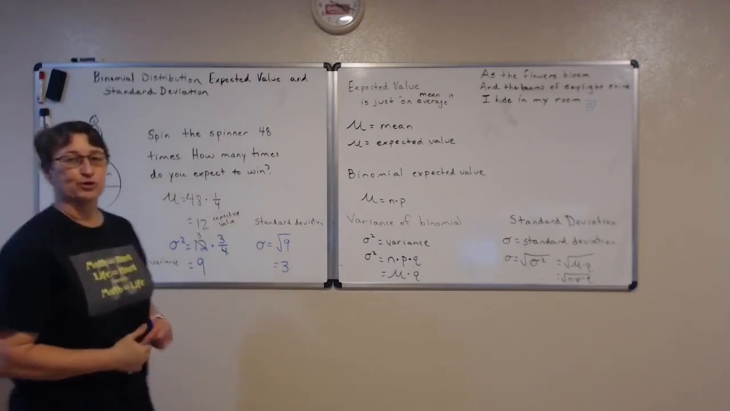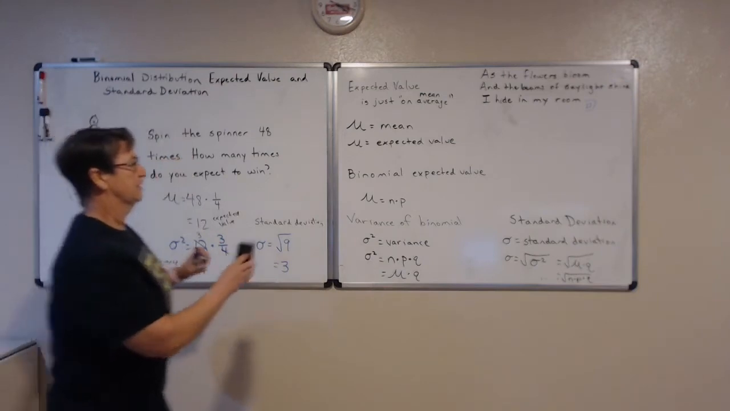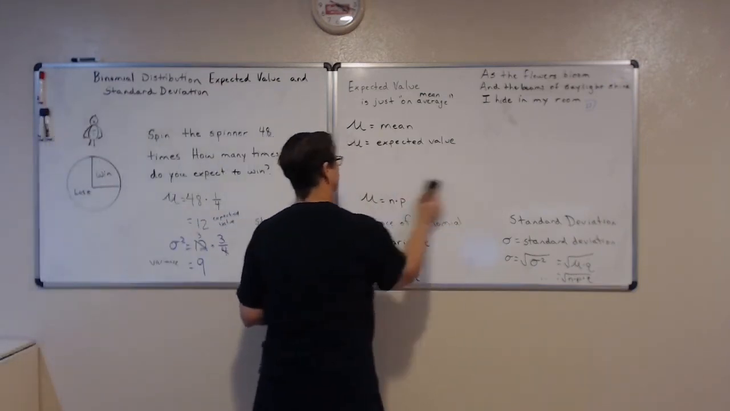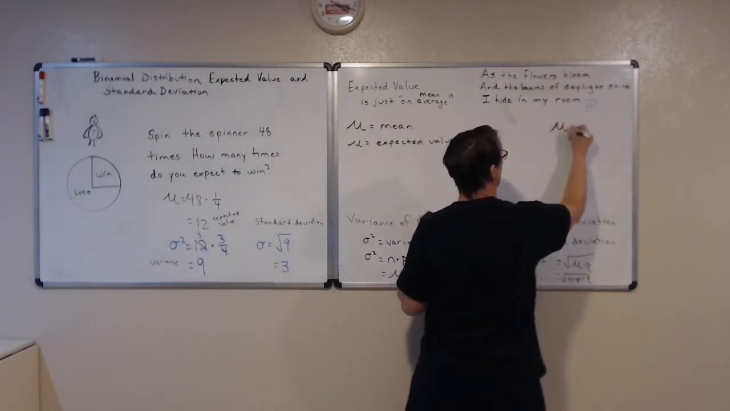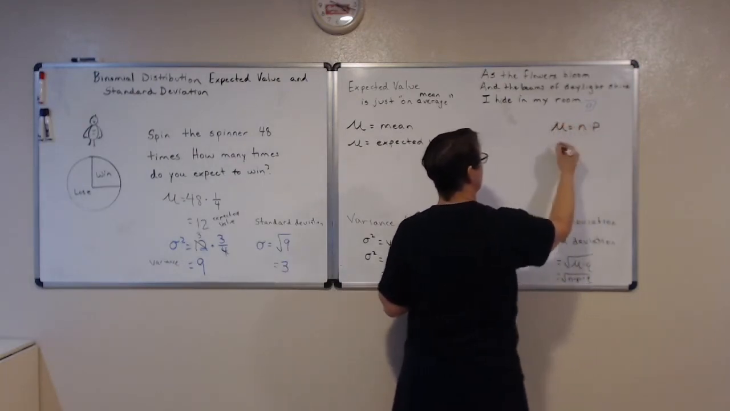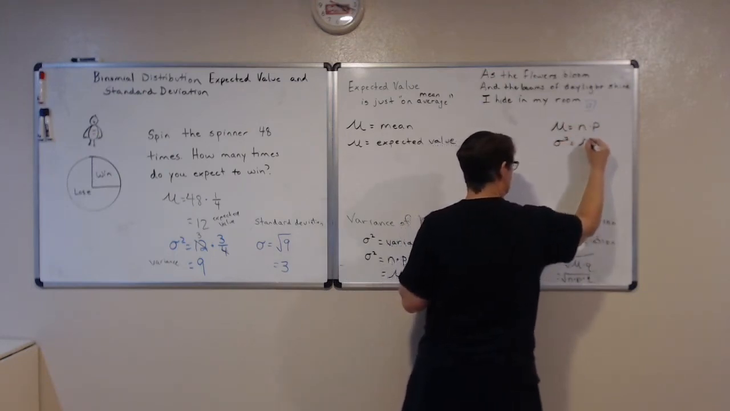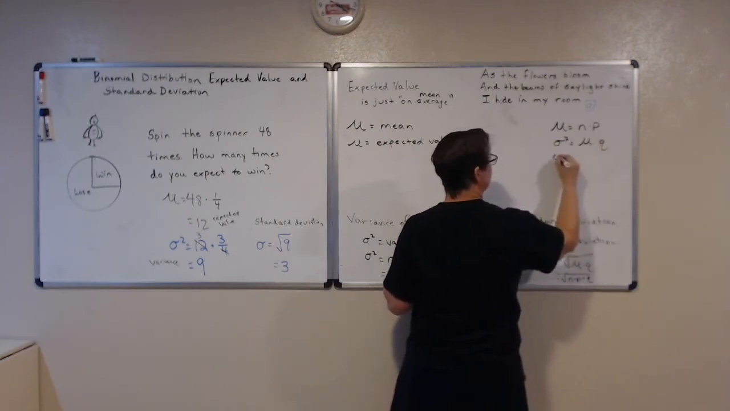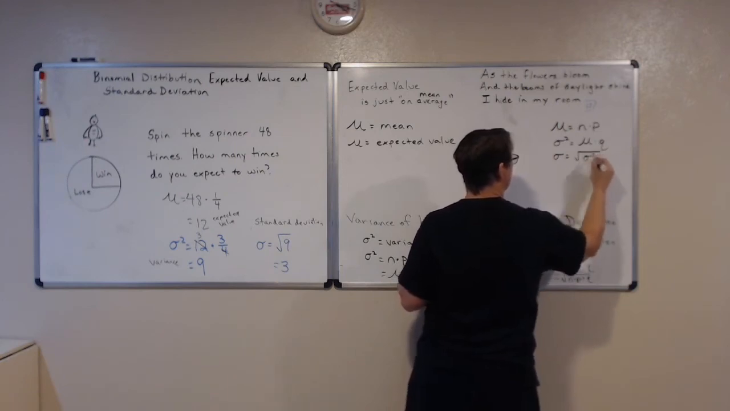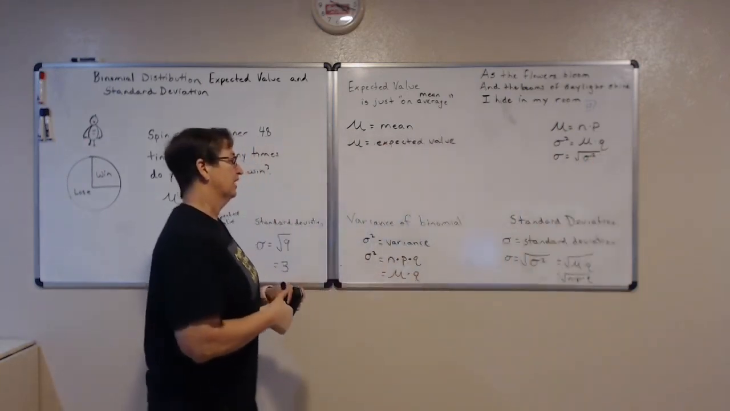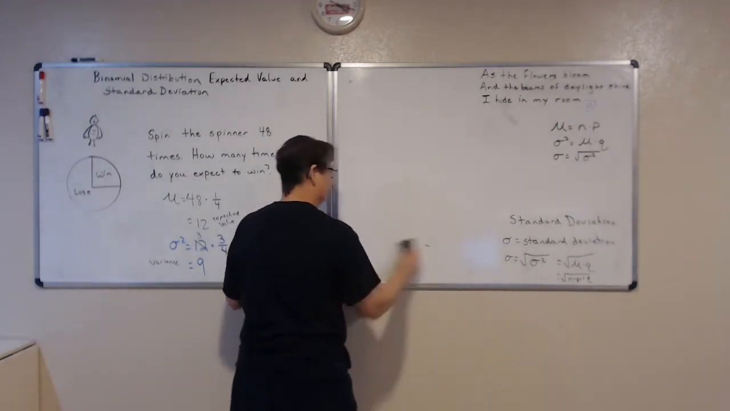Okay, now how in the world do we use all this? All right, let me erase this. I'm going to put these things over here just to help us remember. So today we're going to use this. Our expected value mu is n times p. Our variance is just that mu times q, and then our standard deviation is just going to be the square root of that variance. Okay, so I'm going to erase all this, and I'm going to show you how we use this.